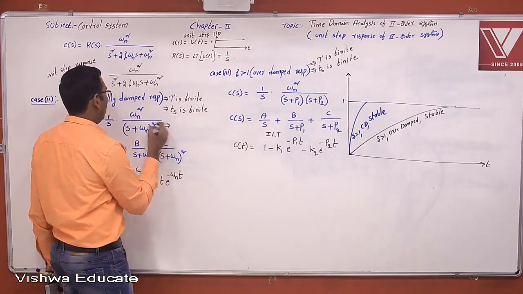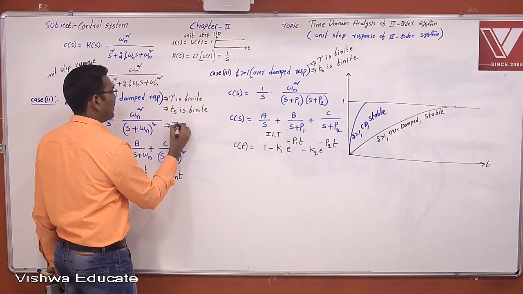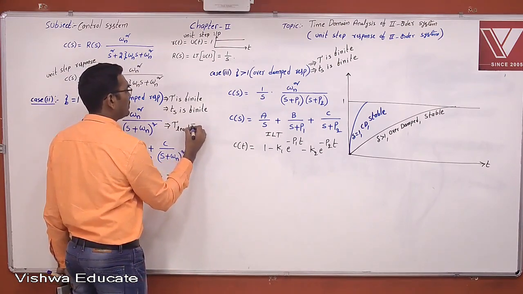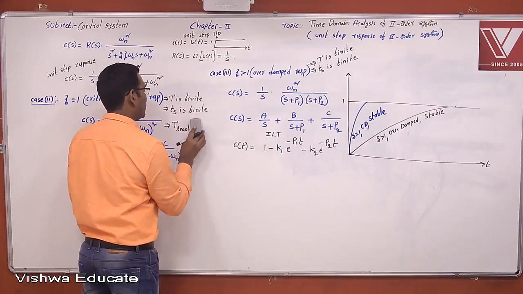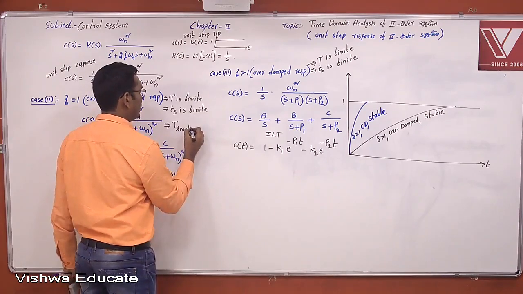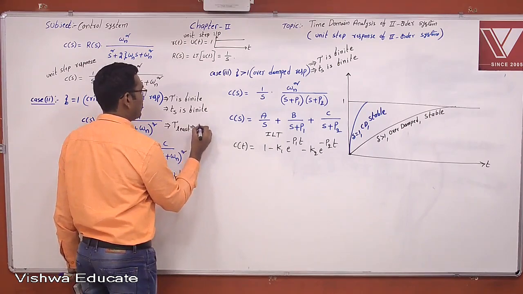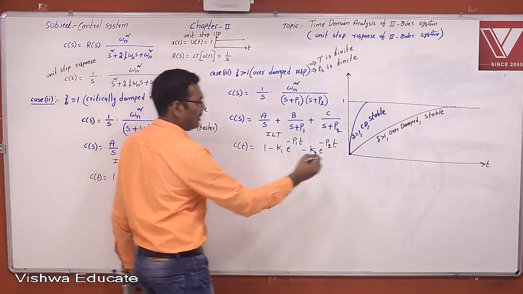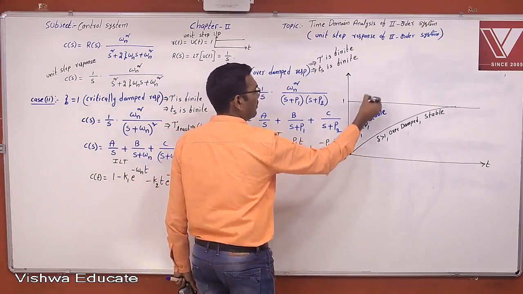Now here, the critically damped response has the least time constant. When the time constant is least, the response is faster. Very fast. See here, it very quickly reaches the final value.